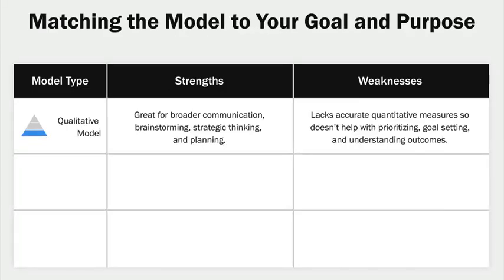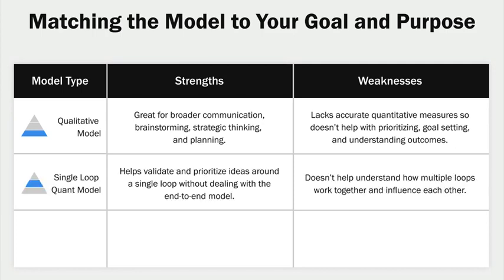The qualitative model is amazing for broader communication, brainstorming, and strategic thinking, but it lacks the accuracy of a quantitative model in terms of helping us measure different things for prioritization, goal setting, or understanding different outcomes. The single loop quant model helps us validate and prioritize ideas around a single loop without dealing with the complication of an end-to-end model, but it doesn't really help us understand how multiple loops or components work together and influence each other.